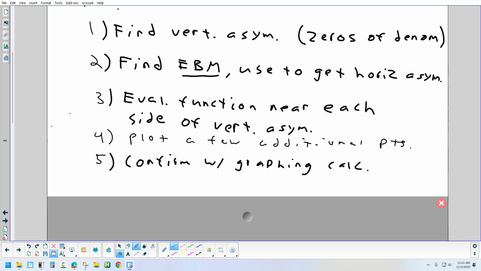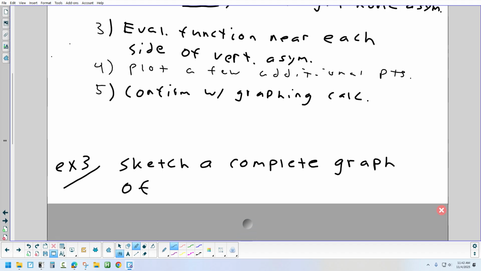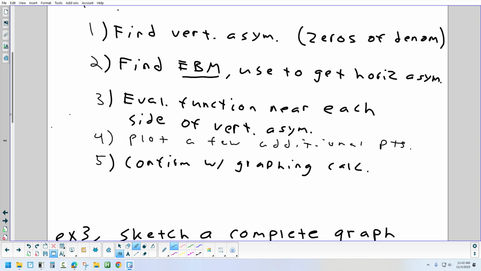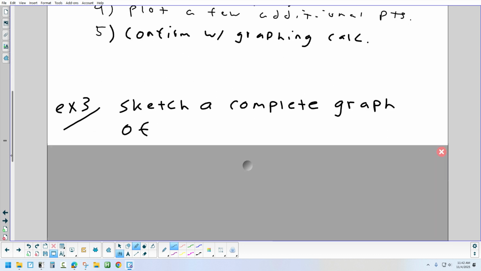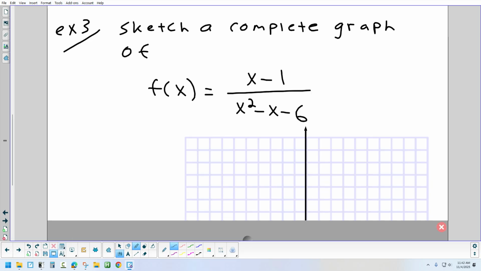Okay, so we'll go through all those steps and try to make a sketch. Everybody have, so I can scroll down steps 1 through 5. Okay, that's what we want to sketch.